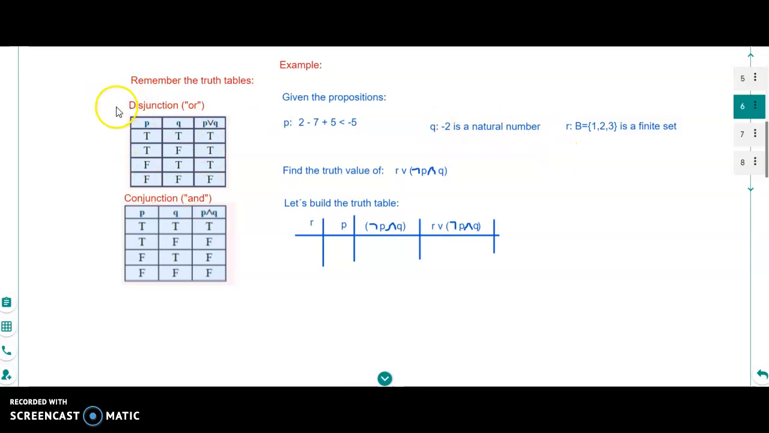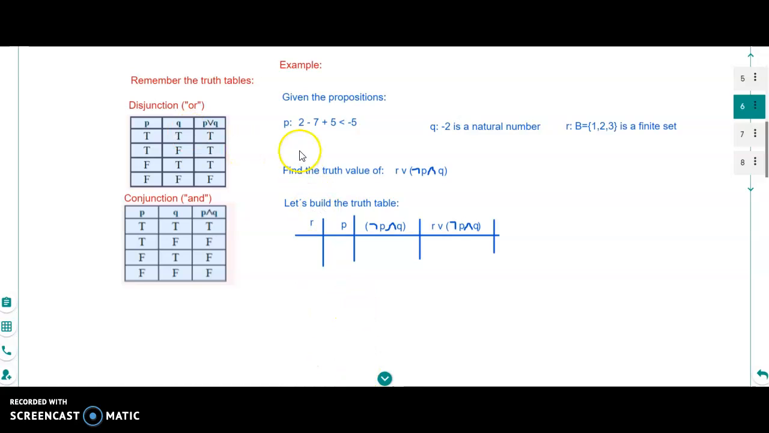Remember that we are going to use the truth value tables for disjunction, or, and conjunction, and. Here we have the tables that will be useful for this exercise.